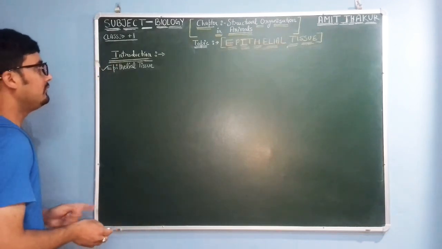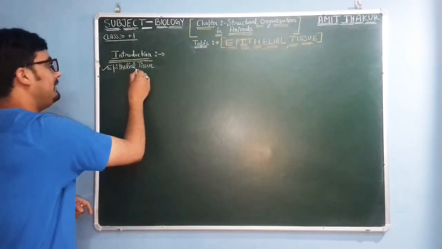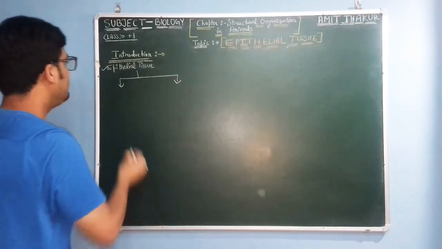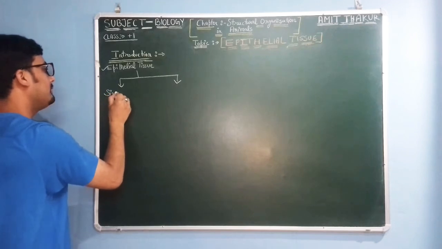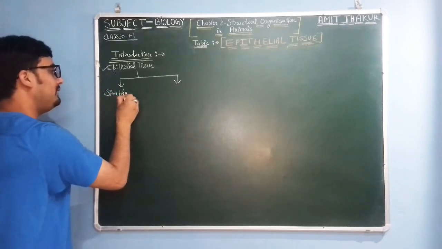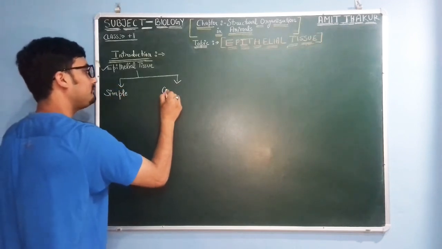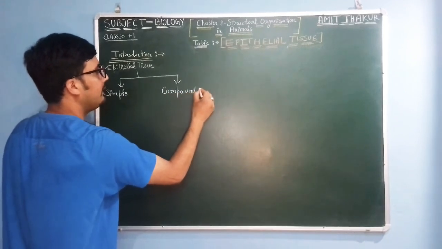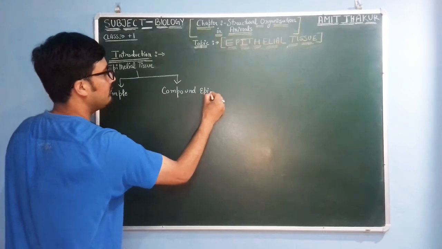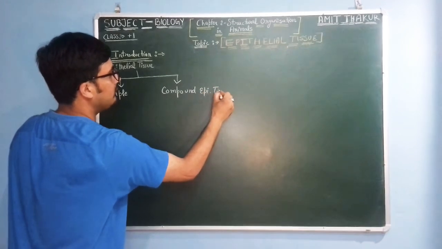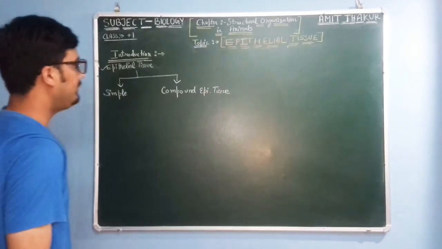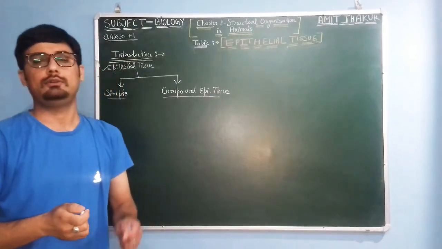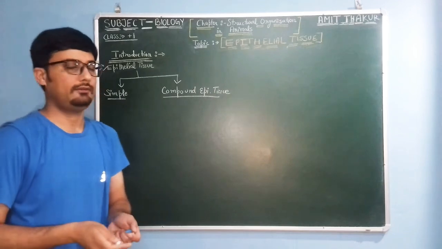And types of epithelial tissue, क्या डिस्कस किया था? सिंपल एपिथेलियल टिश्यू एंड compound epithelial tissue. Okay, it is of two types on the basis of number of cellular layers.